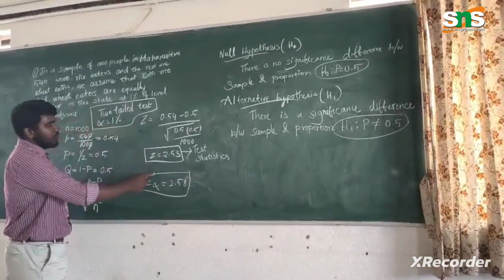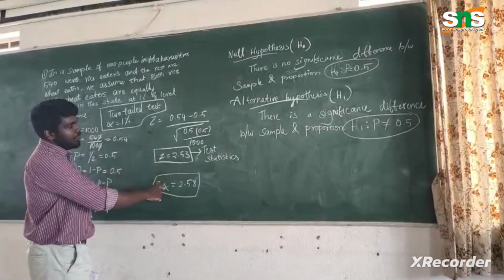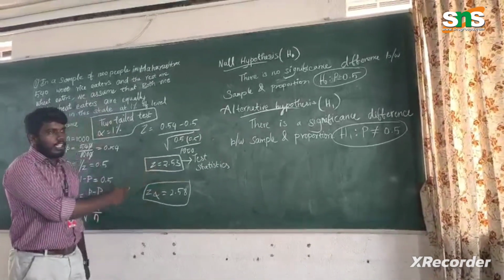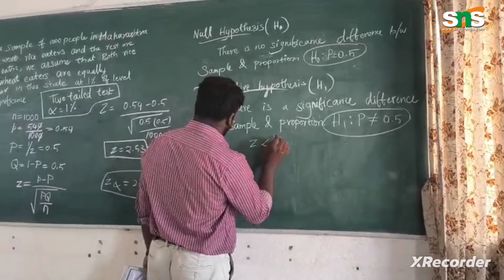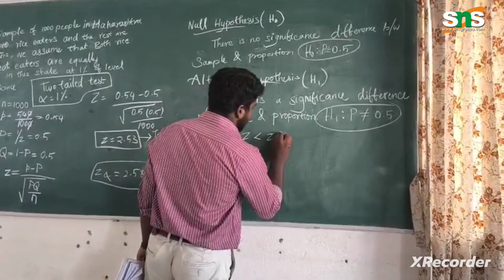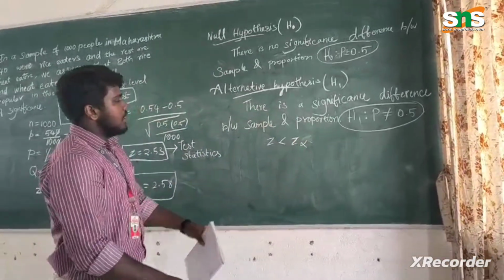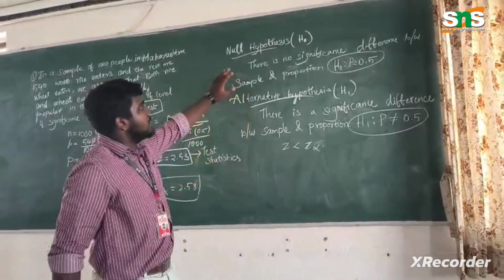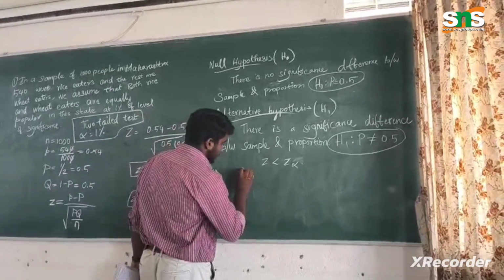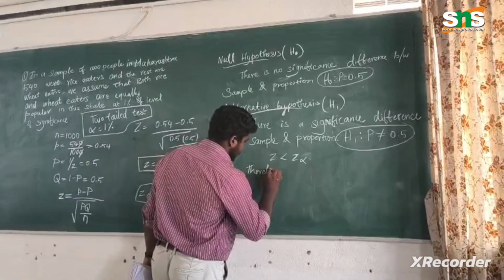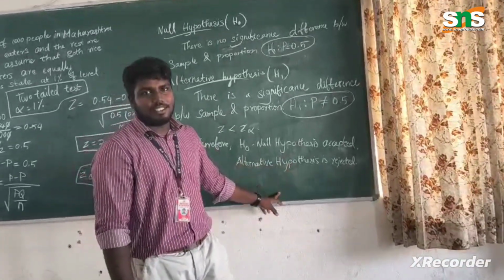Now we have to compare both these values. Just by seeing, we can say that z is less than z alpha. Even if it is a negative value, we can take it as positive. So z is less than z alpha. Therefore, we accept the null hypothesis H0 and reject the alternative hypothesis H1.